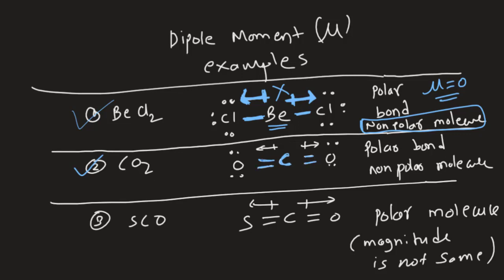Here, the shape of the molecule is linear. Even though there are lone pairs on the oxygen atoms, the shape is linear, and that's why these dipole moment vectors are also linear. So they are equal and in opposite directions. That's why they cancel out each other, and mu is equal to 0 in this case. So it is a non-polar molecule.